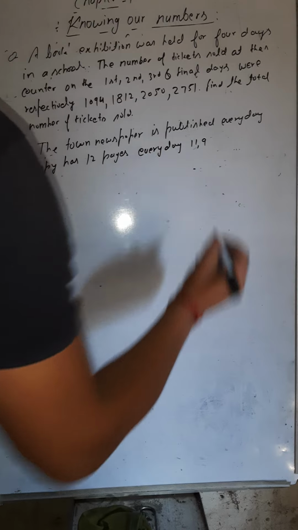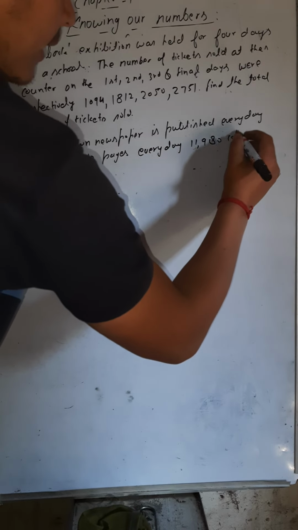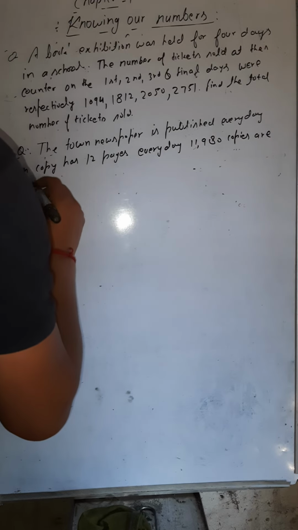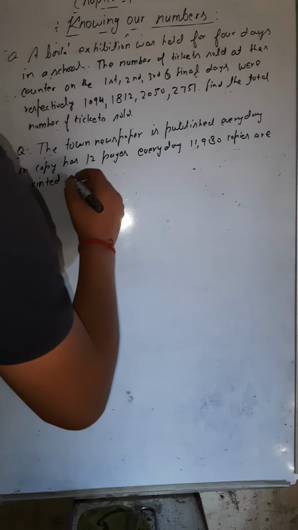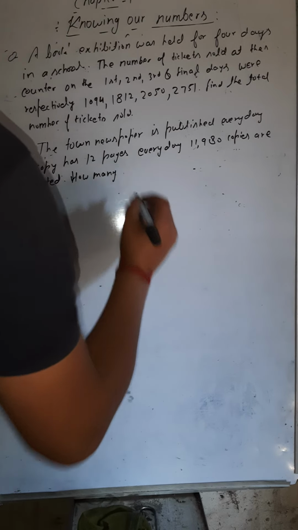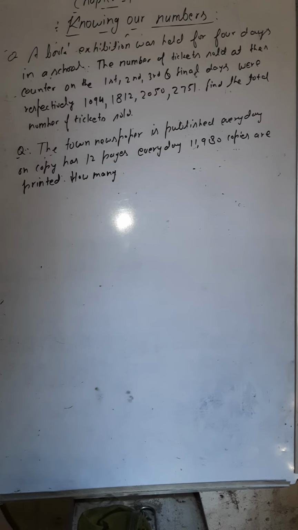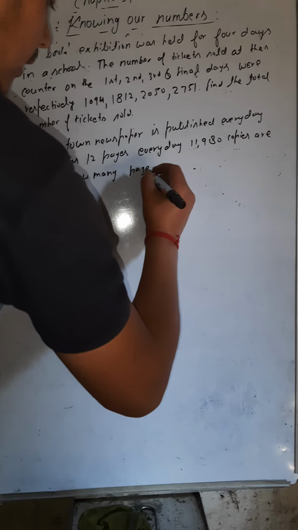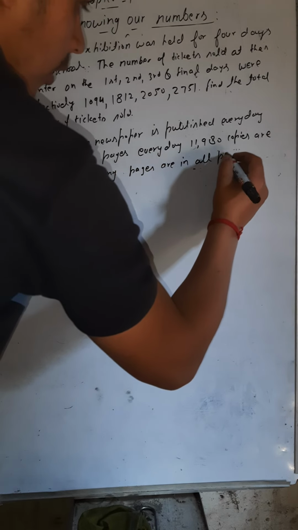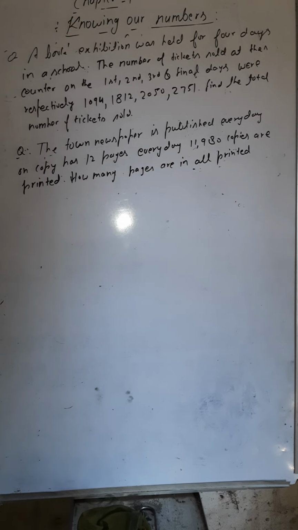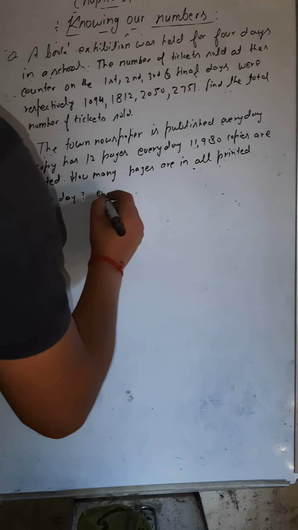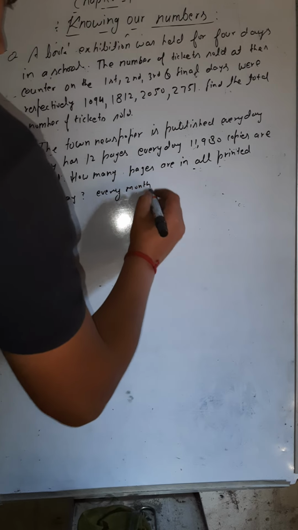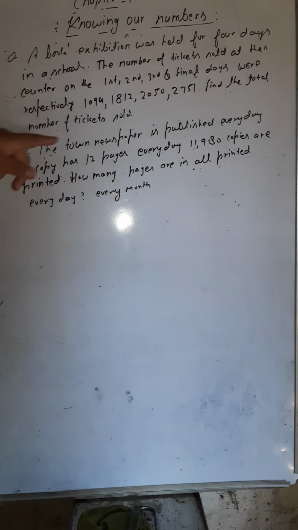Every day 11,980 copies are printed. How many pages are in all printed every day and every month? See, you have a newspaper, the name is Town Newspaper.